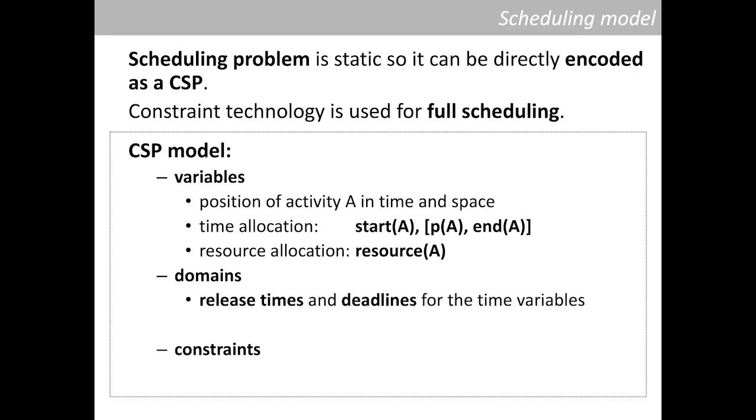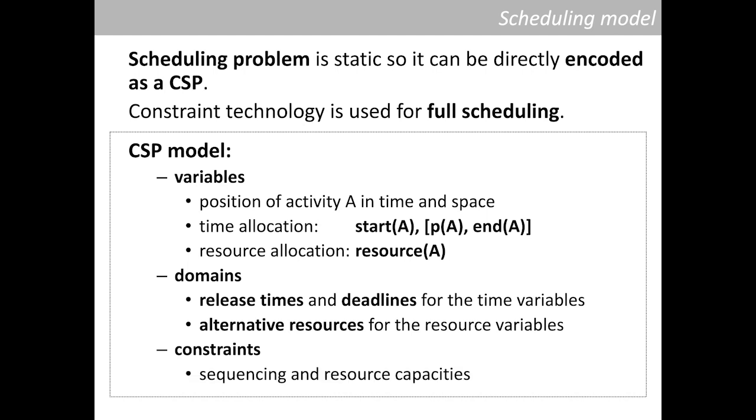And for resource allocation, we use a resource variable indicating to which resource a given activity is allocated. Regarding the domains, it's quite clear. For the time variables, we have release times and deadlines for the activities. For resources, we have a set of possible alternative resources, if there are any. And about the constraints, they need to describe sequencing between the activities, or precedence constraints, and resource constraints. So let's now focus more on the constraints part.